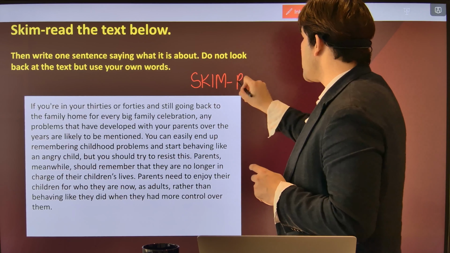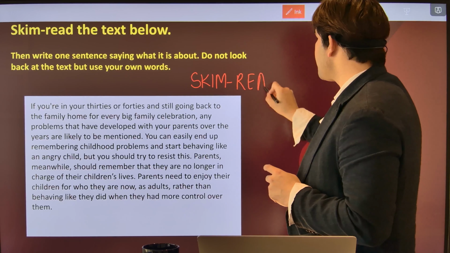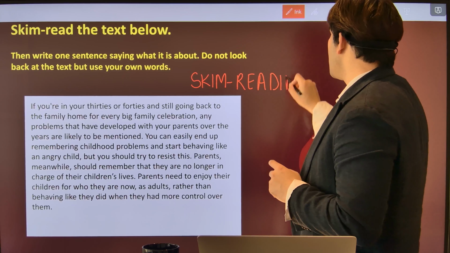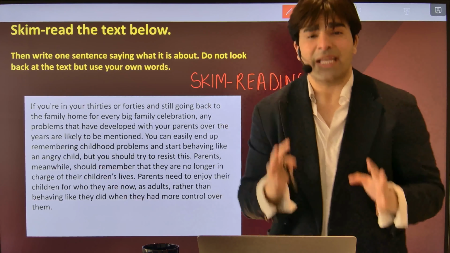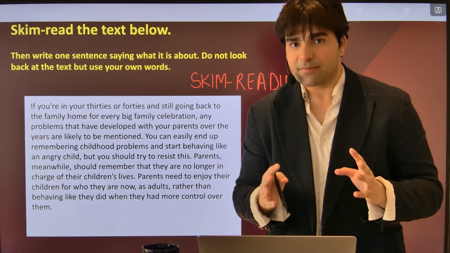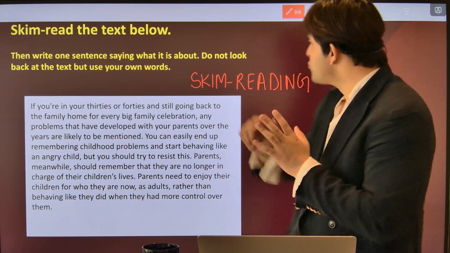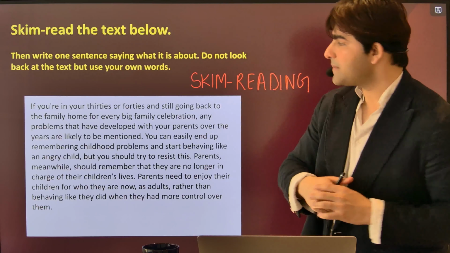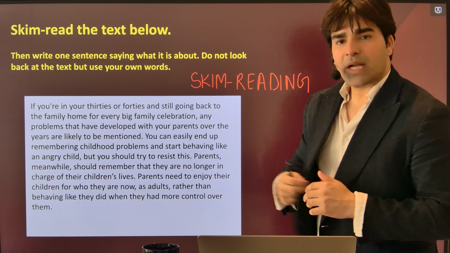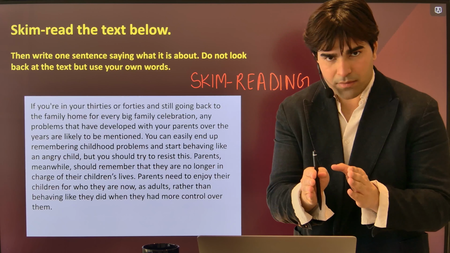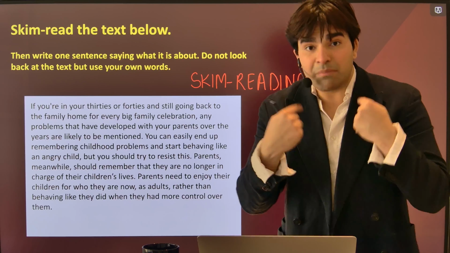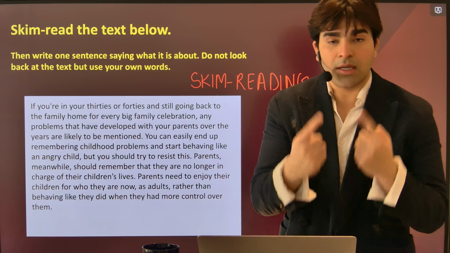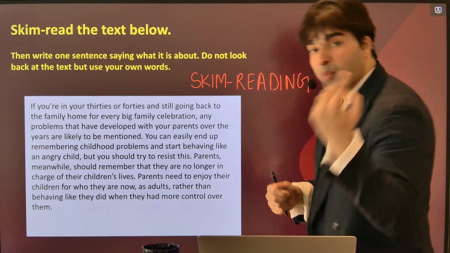Ladies and gentlemen, what do we call it? Repeat after me. Skim reading strategy. Extremely important. Okay? So let's read the first sentence and the last sentence. I would like you to pause the lesson right now and take your time to read it at your own pace. If you'd like me to read it and if you'd like to move along, I'm going to do it with you. Do it with me right now.